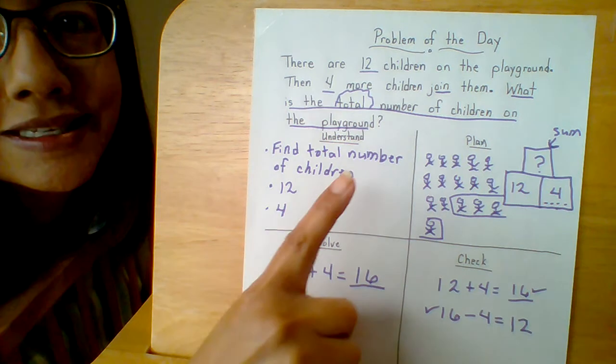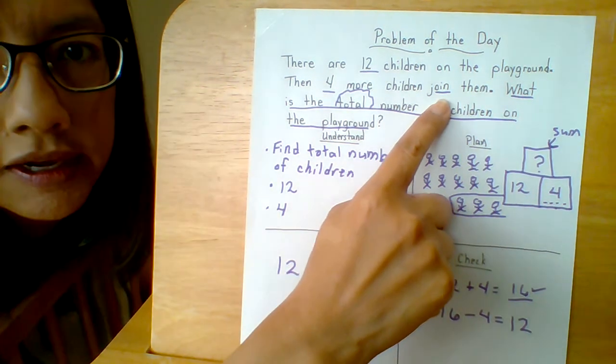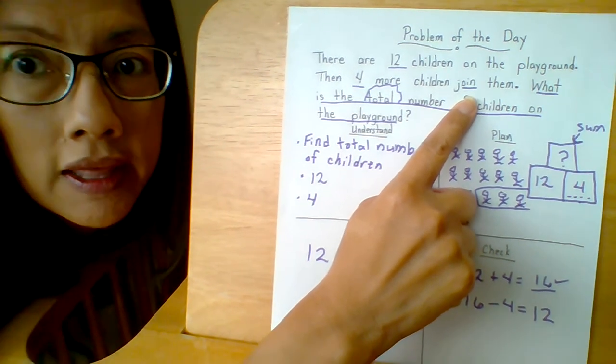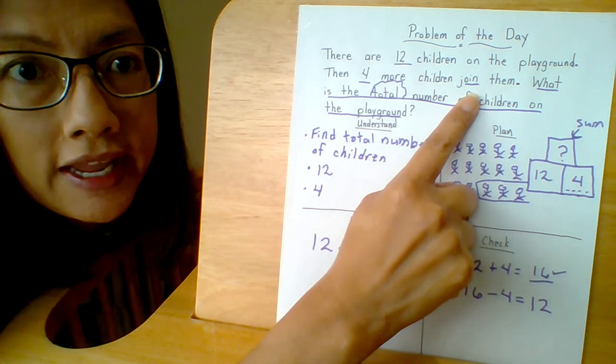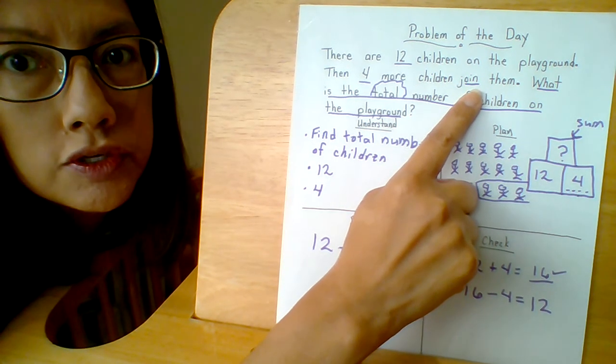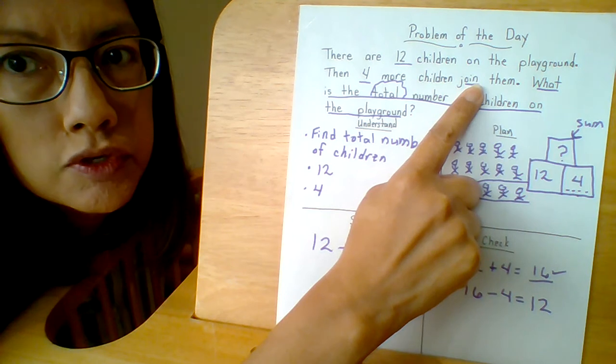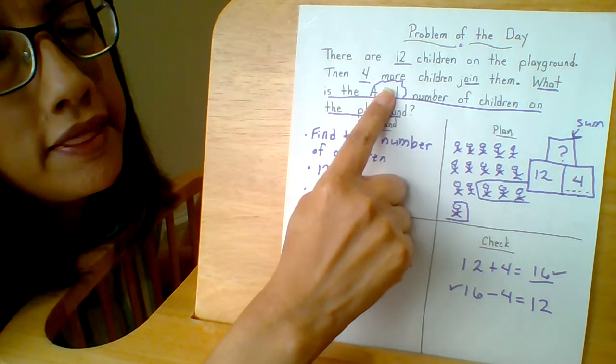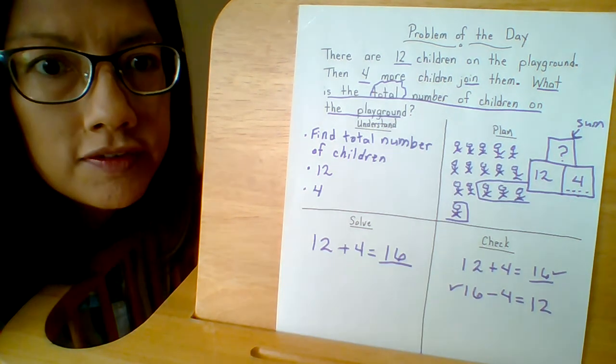I hope this helped you for a review of addition. Remember, always think of some of the keywords within your story that will help you understand the operation you're going to use to solve your problem. So some keywords were join and total, and then we joined them together to find our sum.